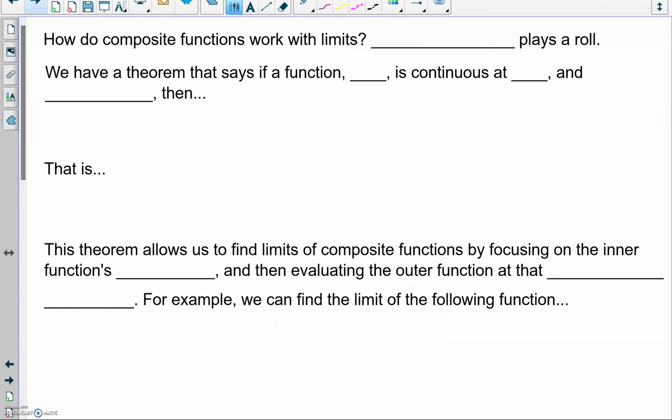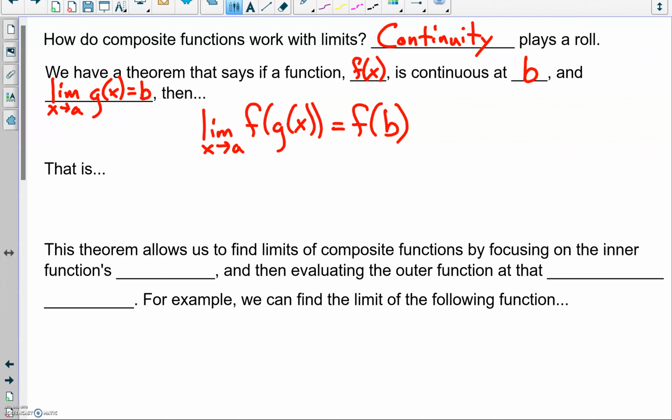So how do functions that are composites work with limits? Well, continuity does play a role, and it really allows us to focus on the inner part first, in a sense. So we have a theorem that says that if a function f of x is continuous at b and the limit as x approaches a of g of x equals b, then the limit as x approaches a of f of g of x is going to equal f of b.